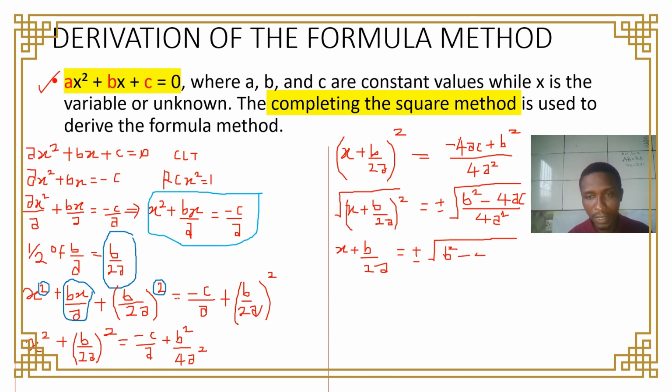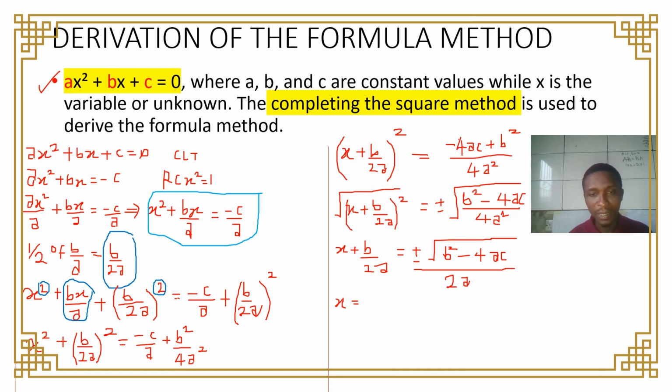Then the denominator will change because all the factors in the denominator are perfect squares. The square root of 4 is 2, so 4 will leave the square root. The square root of a squared is also a. We are almost done. We now make x the subject of the formula by taking minus b over 2a to the right hand side, or subtracting minus b over 2a from both sides.